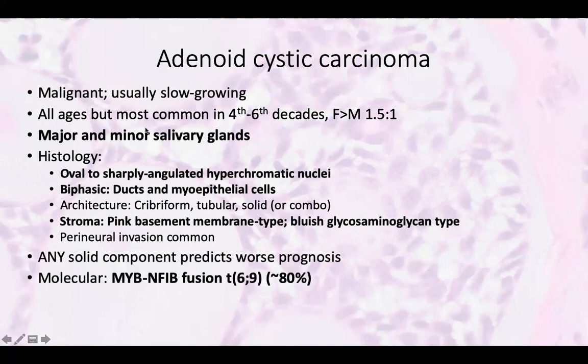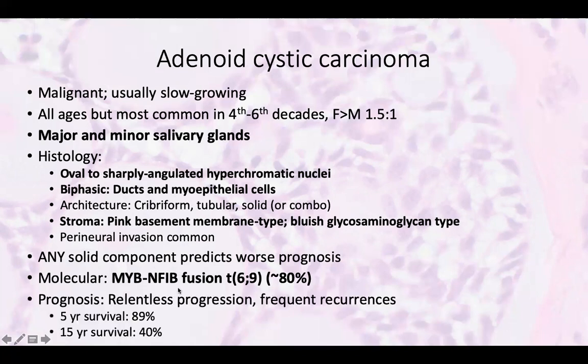And these have a characteristic translocation. So MYB and NFIB, which is seen in about 80% of tumors. And then there are these other various types of fusions that you can see as well. But by far the most common are MYB, NFIB. So this is the stuff you'll be tested on.